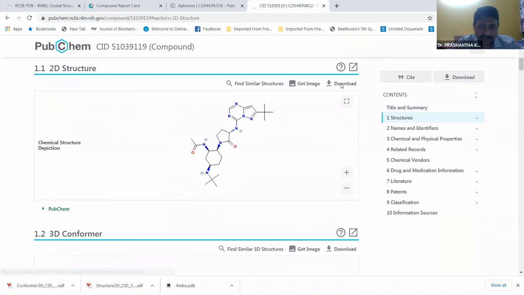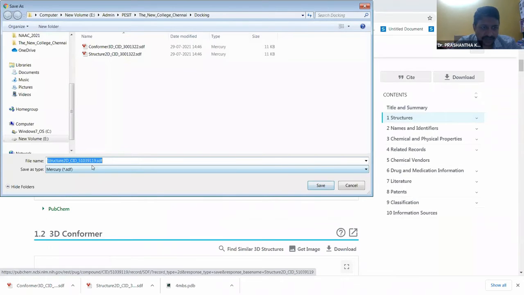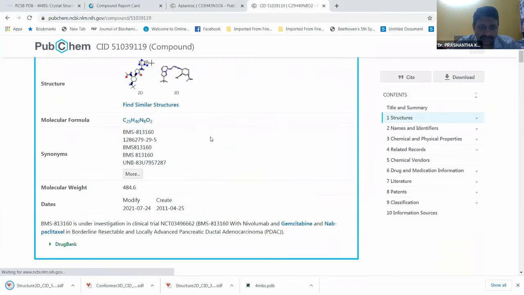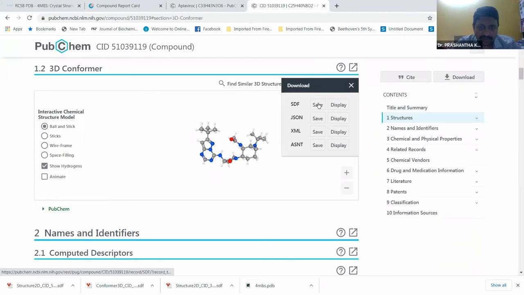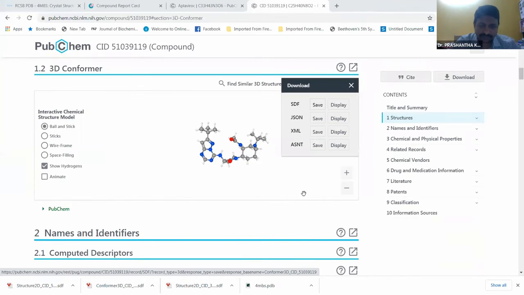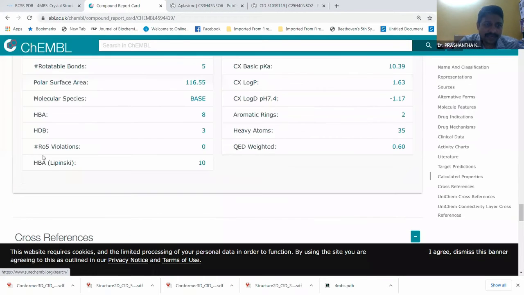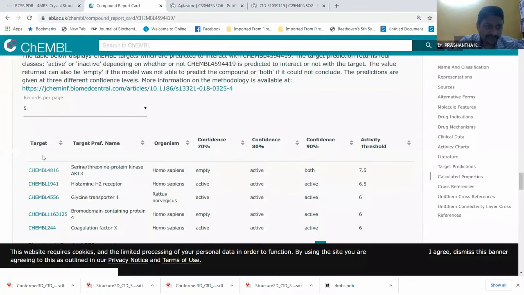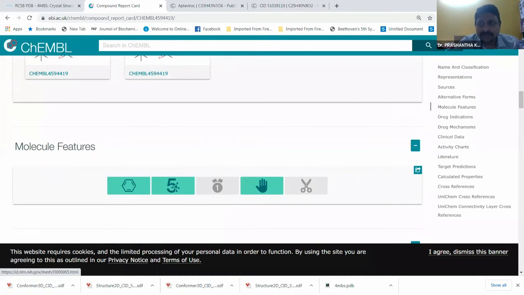Let's see if I again download the 2D of this file, save as SDF, and 510 is the accession. This is the 2D. Download this file, then select this 3D, download SDF, download this file. Okay, so like this you can keep adding the ligands. So I think 3 ligands we will work it out.